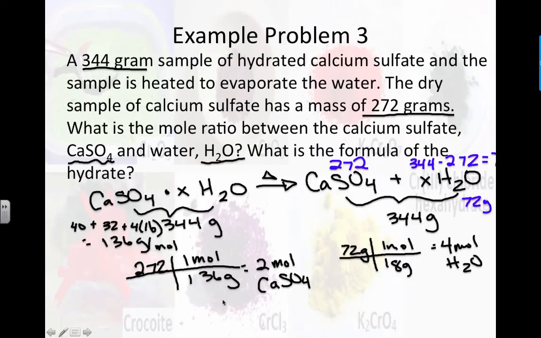Let's reduce that. They're both divisible by 2. So calcium sulfate dihydrate is the correct formula for the hydrated form of calcium sulfate. And our mole ratio, we better answer that question, was a 1 to 2 mole ratio.